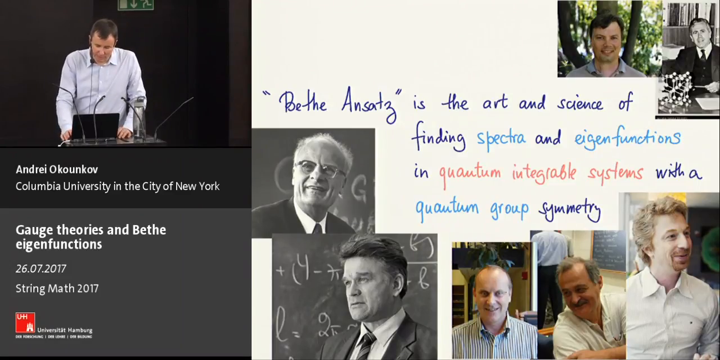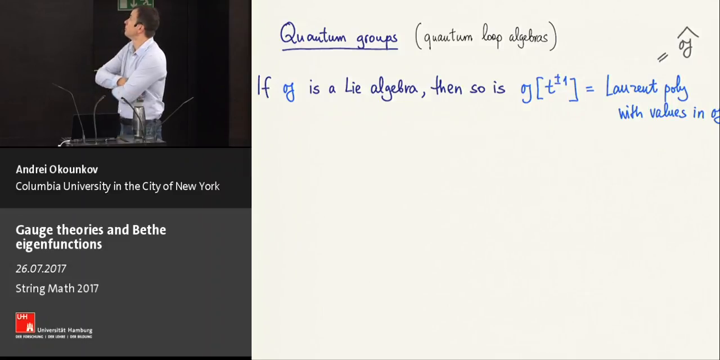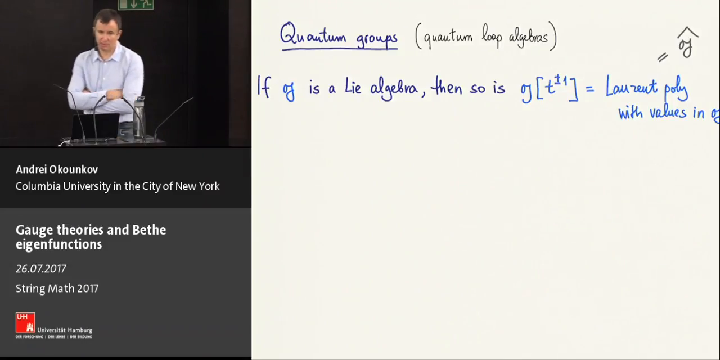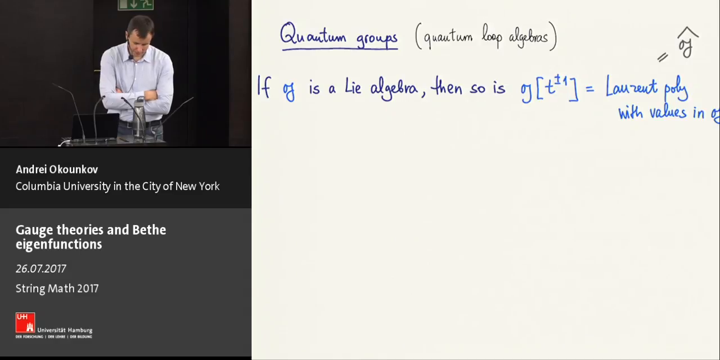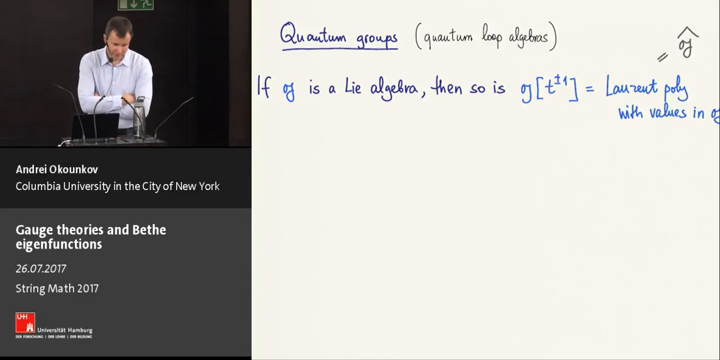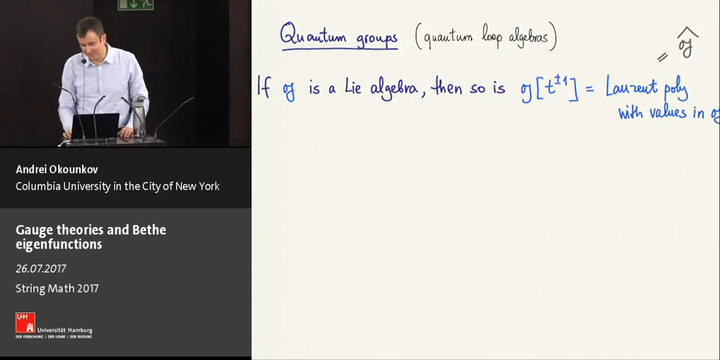And so, what is a quantum group? More precisely, we will be talking about quantum loop algebras. And what is this object? If I have a Lie algebra g, you should think of this as a very abstract Lie algebra. From the very beginning, I want to say that if you say Lie algebra, there are different points of view on what the Lie algebra is.